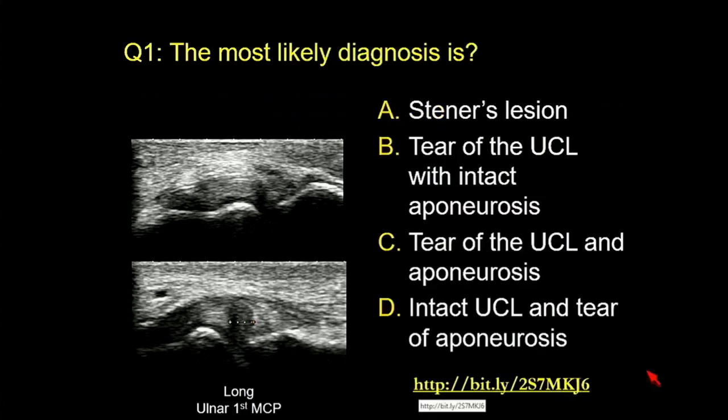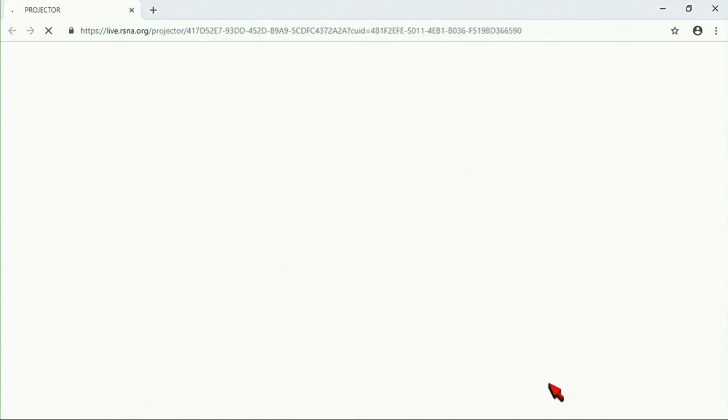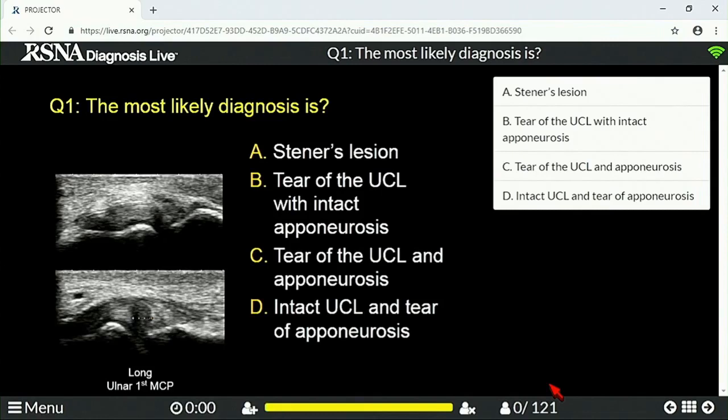Okay, so the most likely diagnosis is a Stener's lesion, tear of the ulnar collateral ligament with an intact aponeurosis, tear of the ulnar collateral ligament and the aponeurosis, so both being torn, or an intact ulnar collateral ligament and a tear of the aponeurosis.